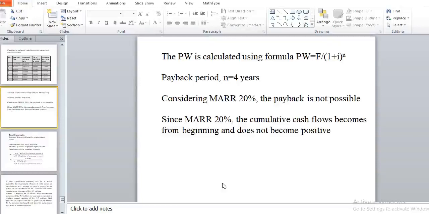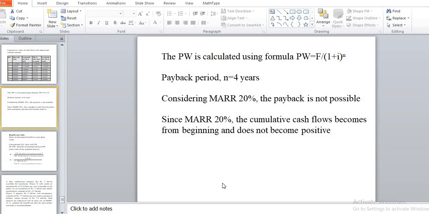Today we discuss the different methods that are used for project evaluation. Previously we discussed methods for project evaluation using annual worth, present worth, or future worth, and these methods are used for the project evaluation. At the end of this evaluation, we can conclude whether this project is economical or not economical.